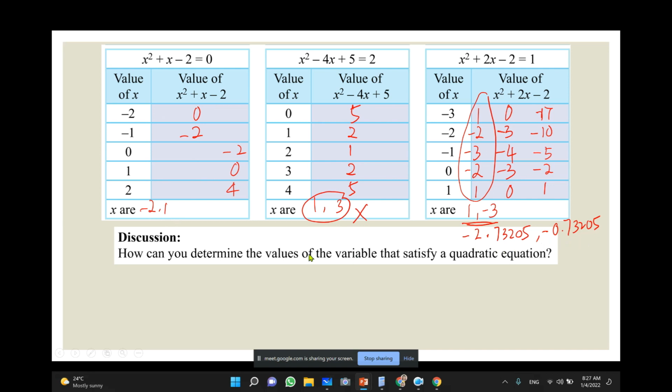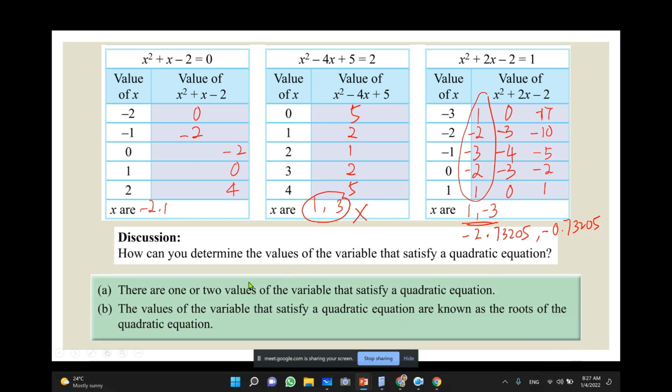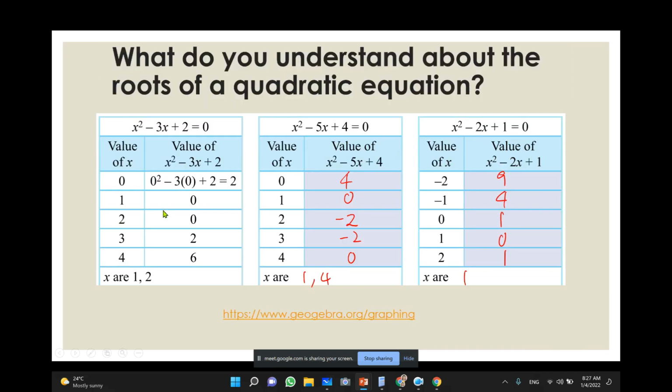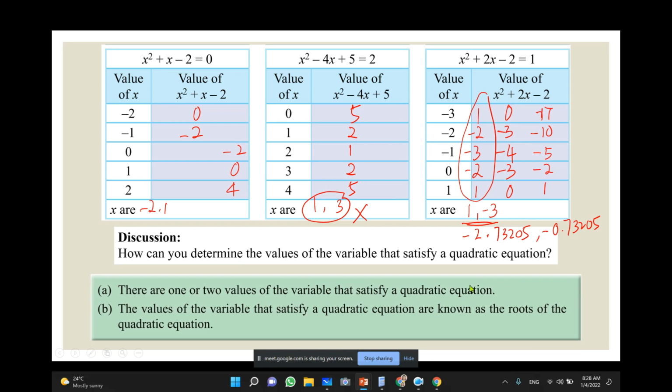Okay, now we go through all the discussion first. How can you determine the value of the variable that satisfies a quadratic equation? So actually here we are going to look into this. There are 1 or 2 values of the variable that satisfy a quadratic equation. Like the previous table that we have here, sometimes we have 2, sometimes we have 1. And the values of the variable that satisfy a quadratic equation are known as the roots of the quadratic equation.